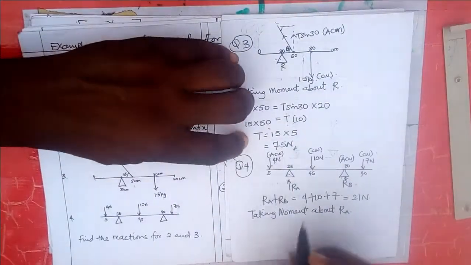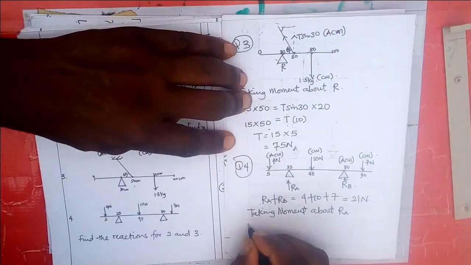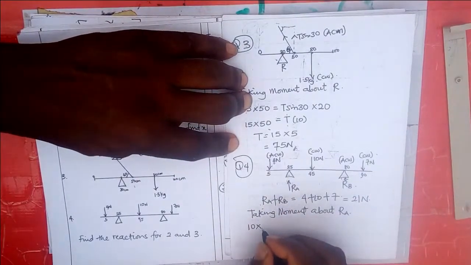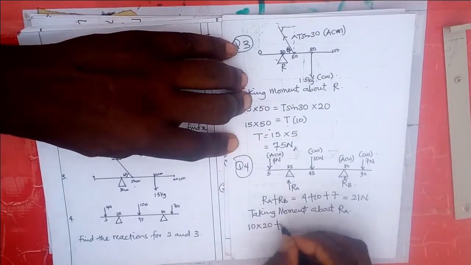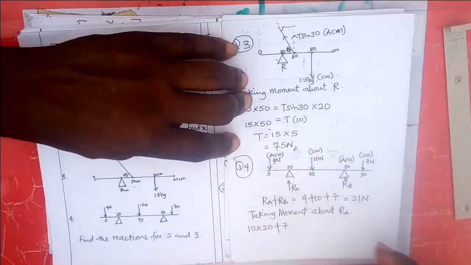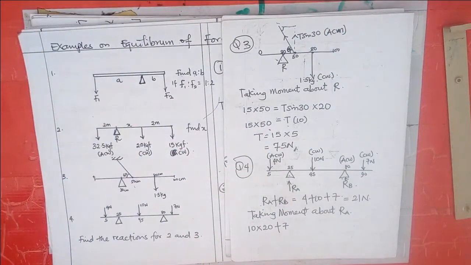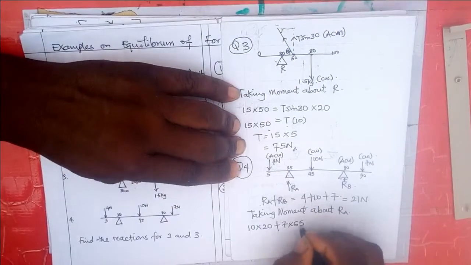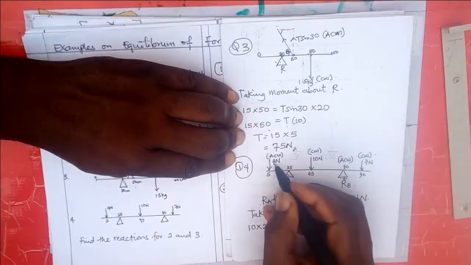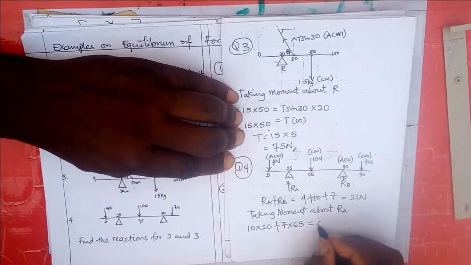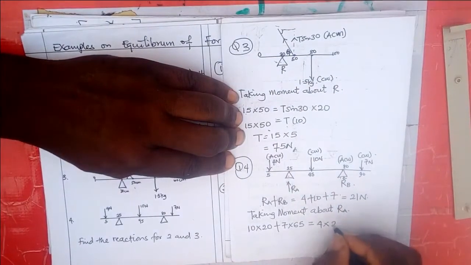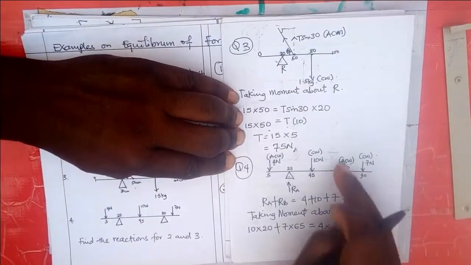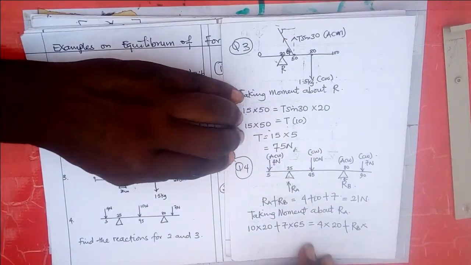So the sum of clockwise moments is equal to the sum of anti-clockwise moments. So I have clockwise moment 10 multiplied by the distance between it, that is 20, plus another clockwise, which is 7 multiplied by the distance between them, which is 65, times 65, is equal to 4 anti-clockwise multiplied by the distance between them, 20, plus another anti-clockwise, RB, times the distance between this and this, which is 55.